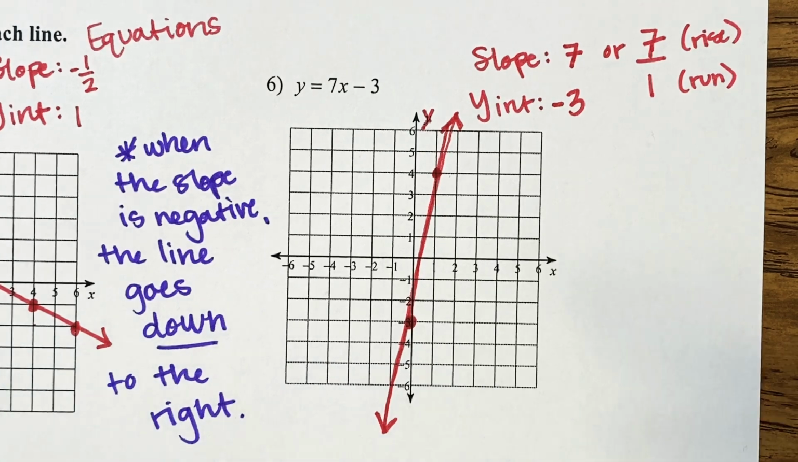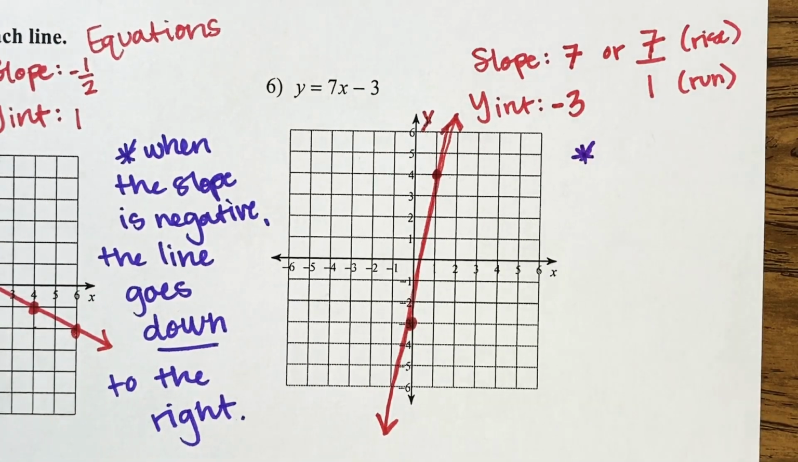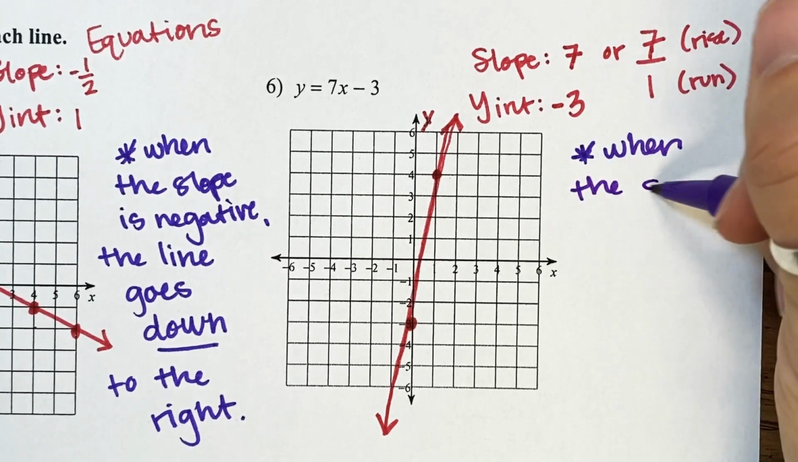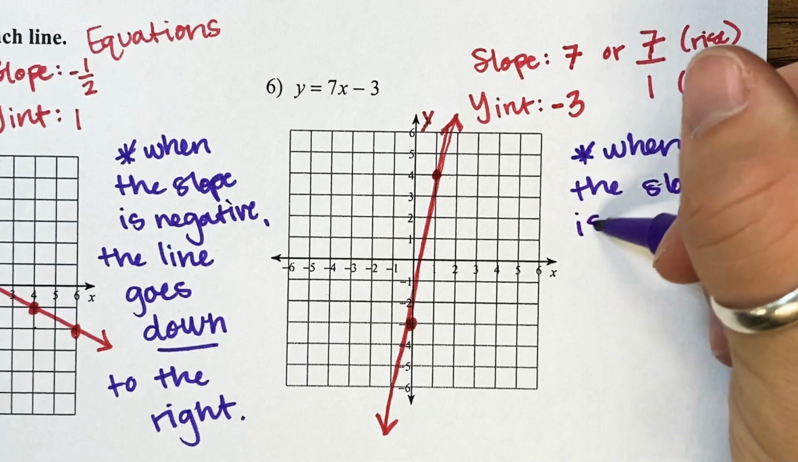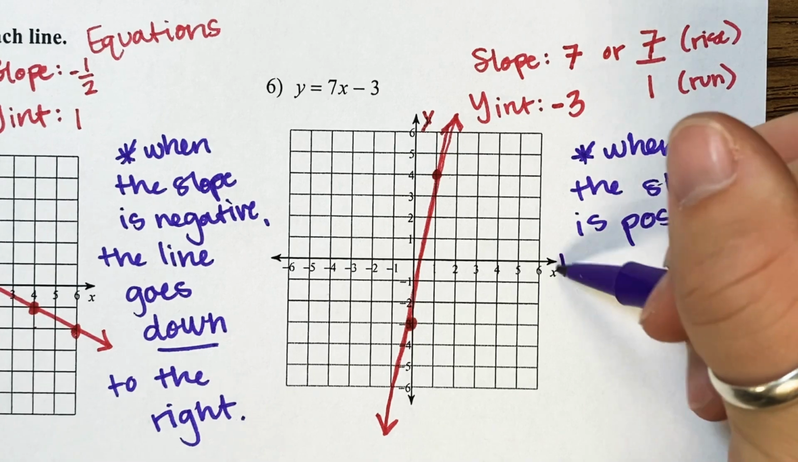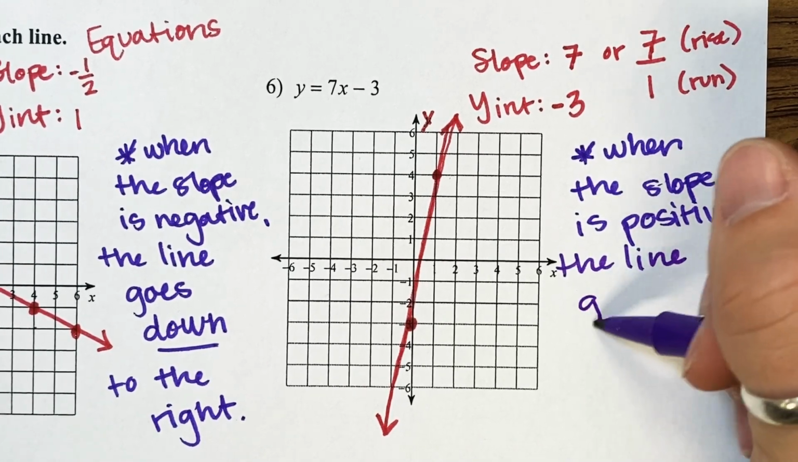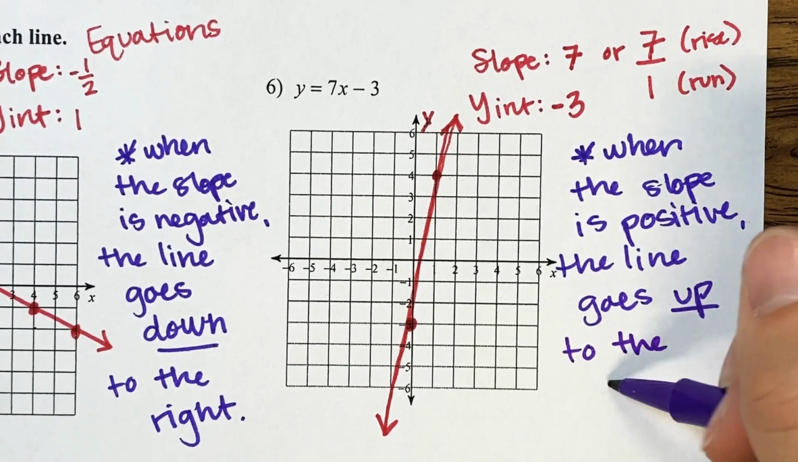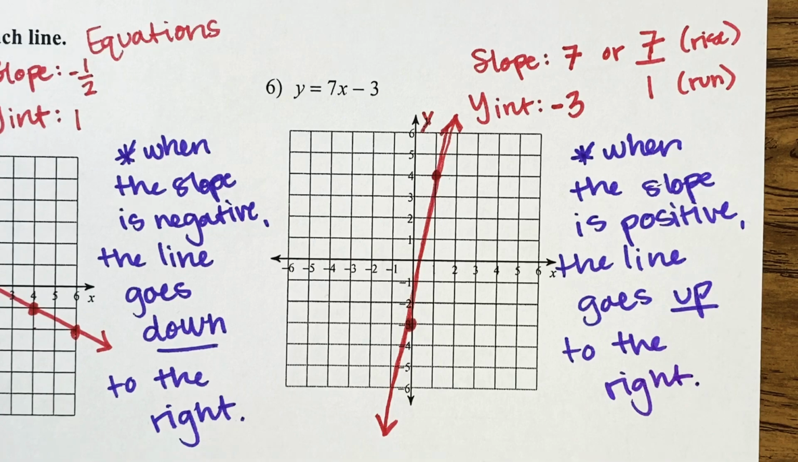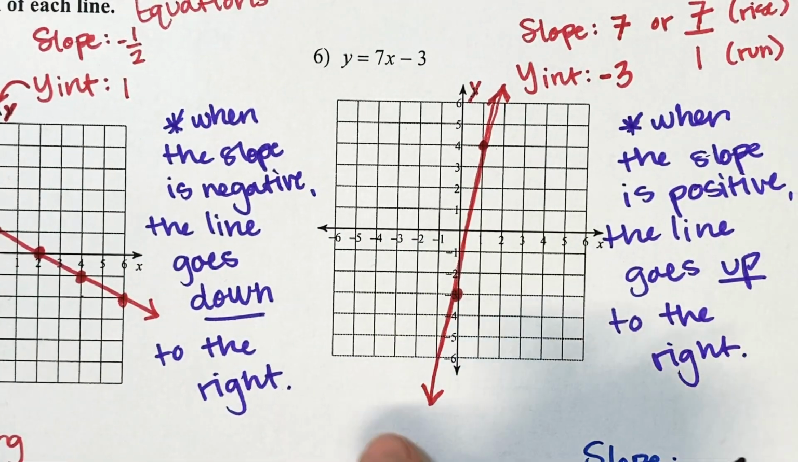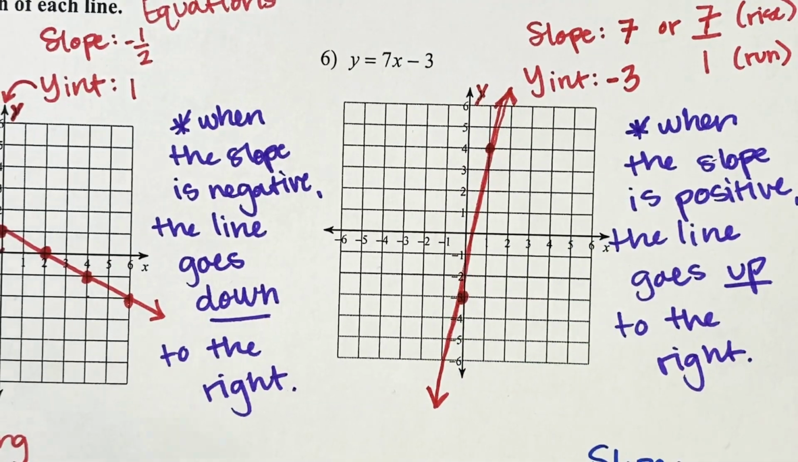Notice, is my slope positive or negative 7? It's positive 7. So the last note I want you to write on your paper: when the slope is positive, in this case a positive 7, the line goes up to the right. Notice on number 5, our slope went down and to the right. When it's positive, it is now going up and to the right. Beautiful.